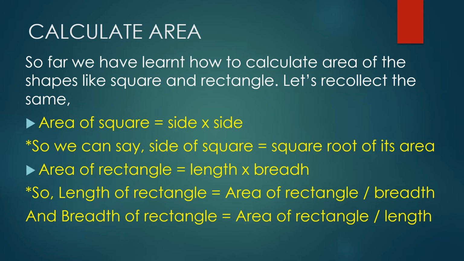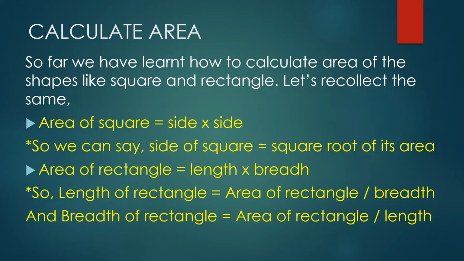Now, you can see one formula over here with an asterisk. Using the formula of the area of a square, we can find the side of a square. How to find the side of a square? This is a very important formula, students. The side of a square is equal to the square root of its area.